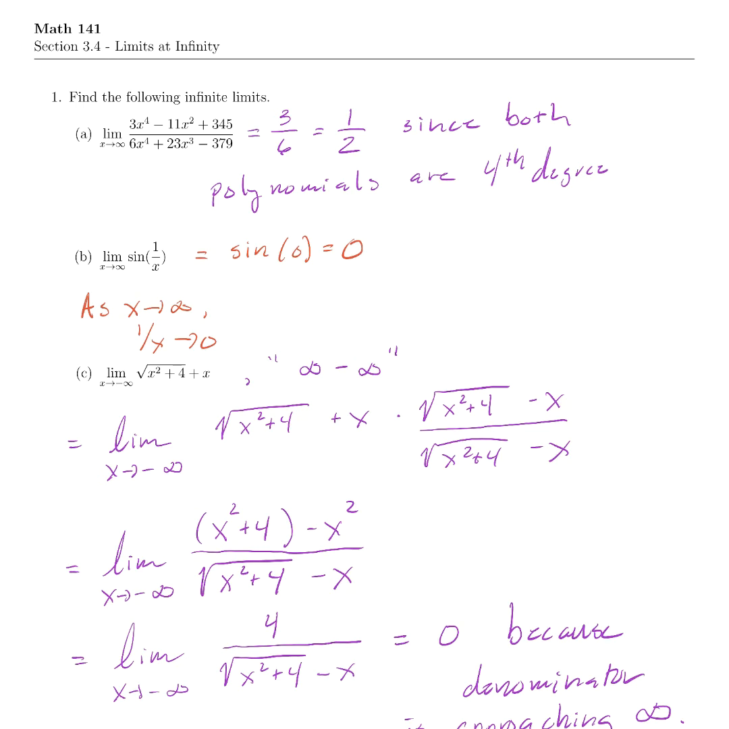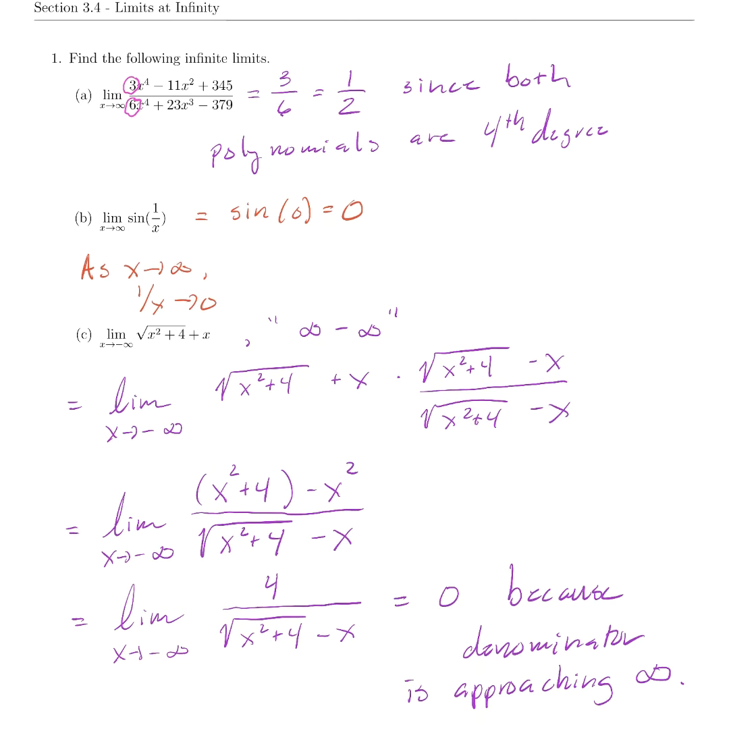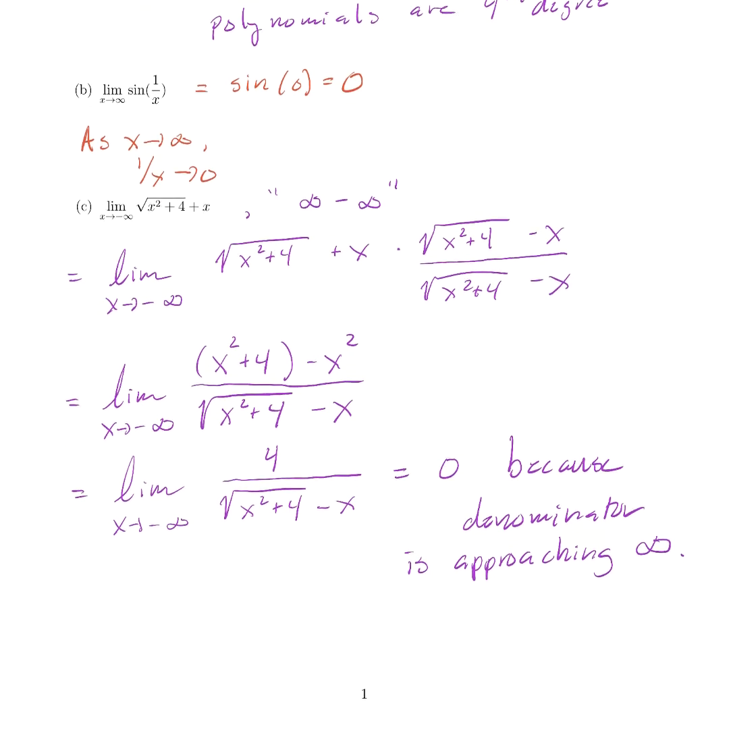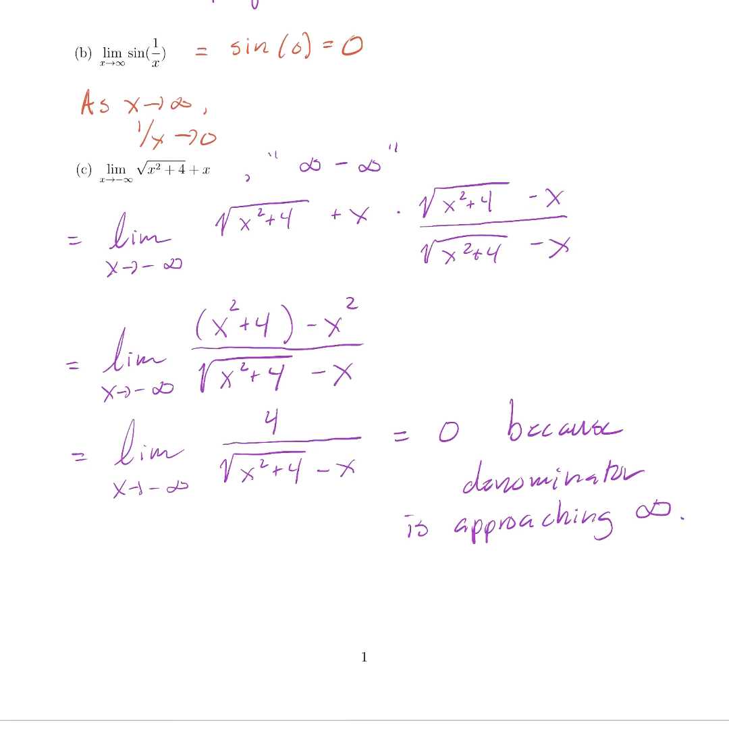And from what we saw in the activity, the limit here then, because they are the same degree, is going to be the ratio of the leading coefficients. Leading coefficient of 3, leading coefficient of 6. So this limit is 3/6 or 1/2. Okay, second one is the limit as x approaches infinity of sine of 1 over x.